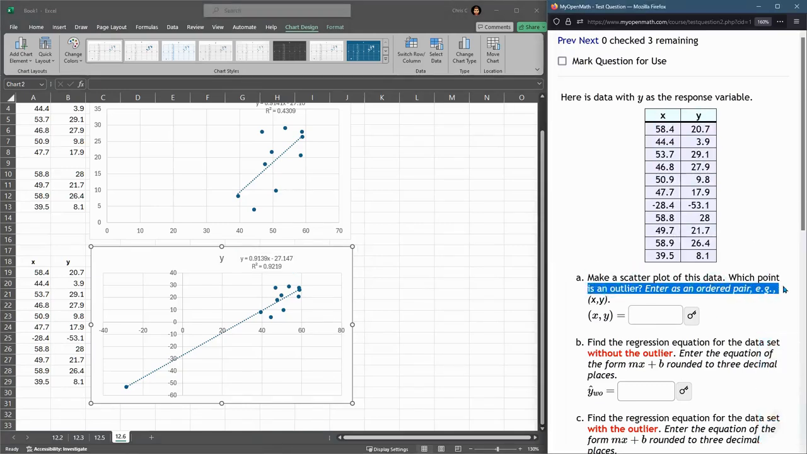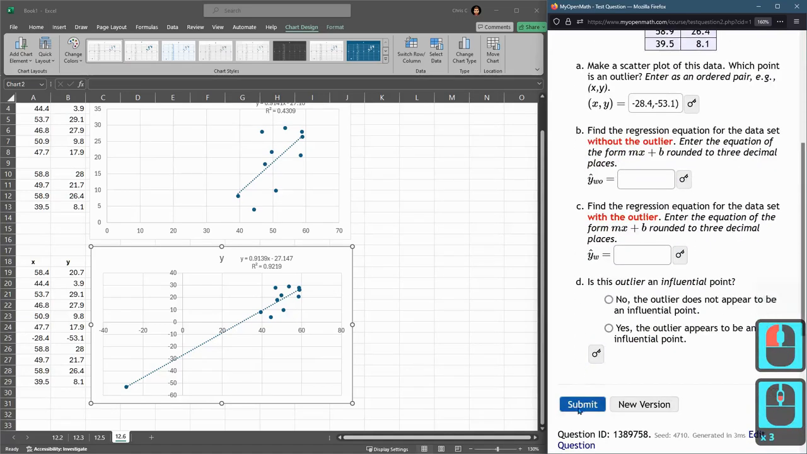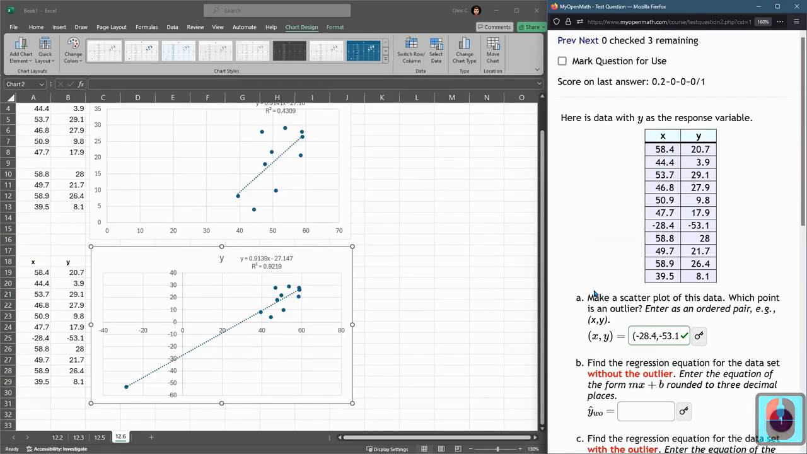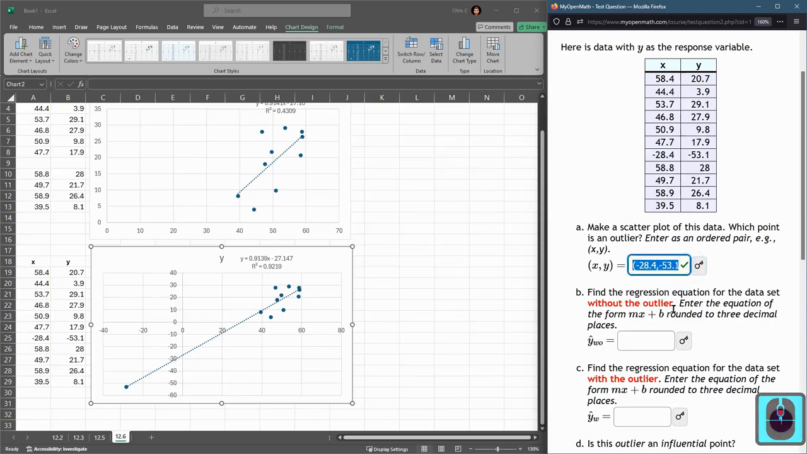Which point is an outlier? Entered as an ordered pair. So I need the parentheses. So mine's (28.4, -53.1). And there needs to be a negative on both for me. Just make sure I'm on the right page. If I threw out the wrong point, I don't think I'm getting the next parts right.